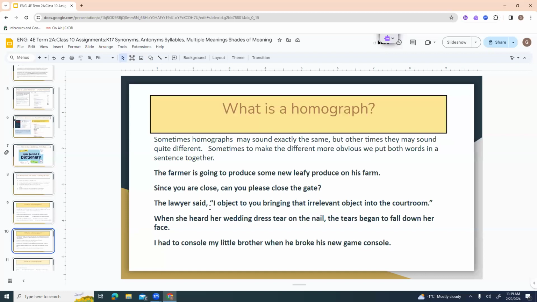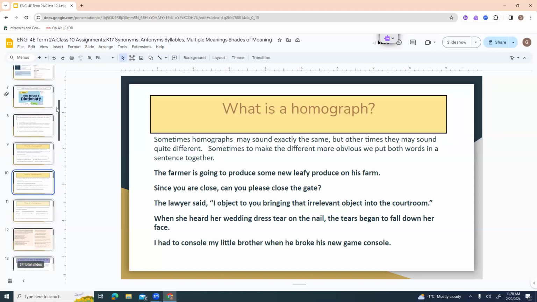The lawyer said, I object to you bringing that irrelevant object into the courtroom. So object as in protest, object as in a thing. When she heard her wedding dress tear on the nail, the tears began to fall down her face. So here, tear like a rip, here, tears like the water from your eyes. I had to console my little brother when he broke his new game console. So here, console like comfort, here, console like the equipment you're playing your game on. All right.